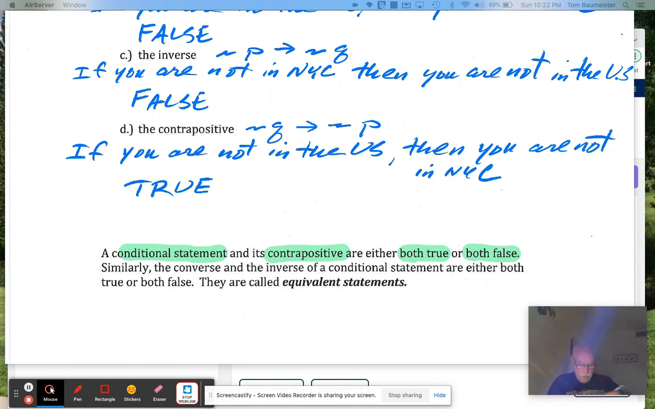Similarly, the converse and the inverse are either both true or both false. So those go together, people, and that's the key. The conditional statement and the contrapositive go together. They're both true or they're both false. And the converse and the inverse go together, and they're either both true or both false. And that's why they are called equivalent statements.